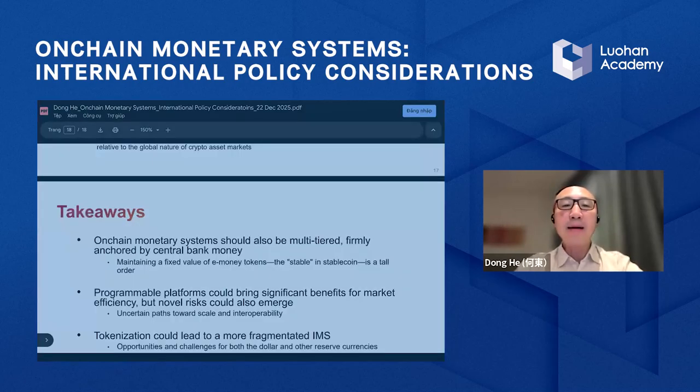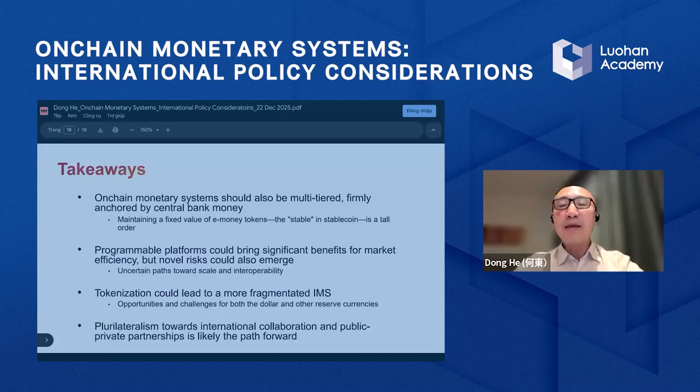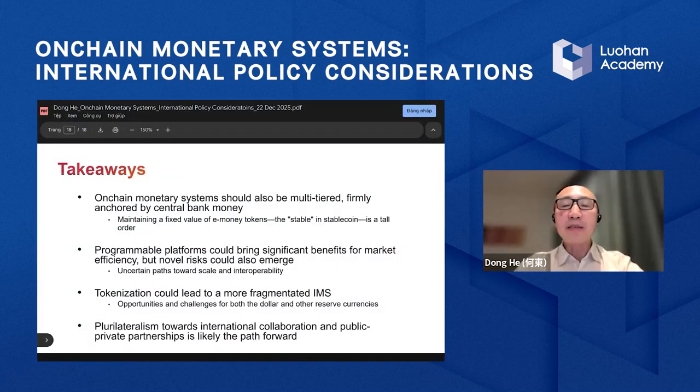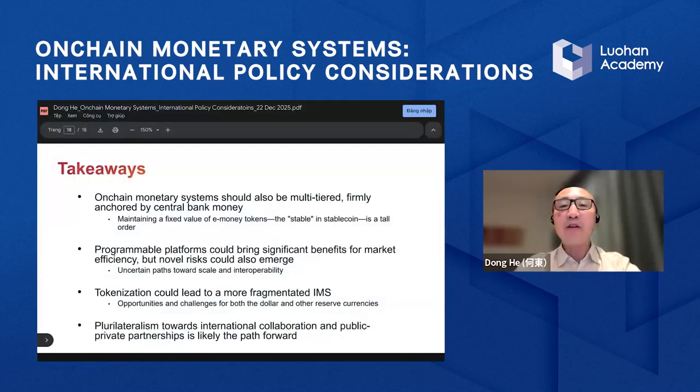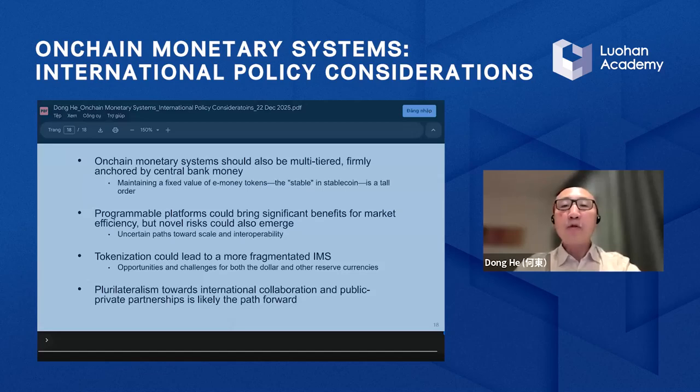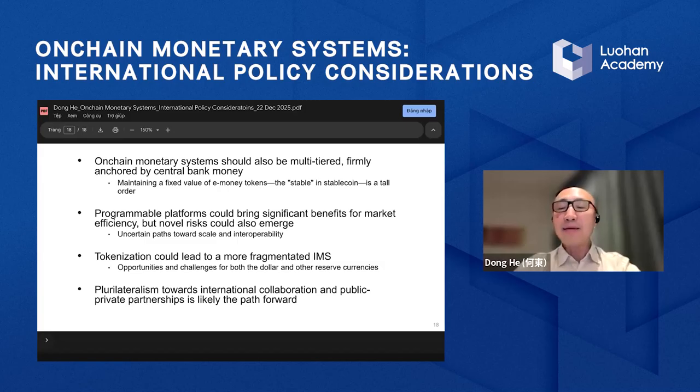of crypto asset markets. So let me conclude with the key messages I want to convey. That is, online monetary systems should be multi-layered, firmly anchored by central bank money. We need to maintain a fixed value of e-money tokens, and the stable part of stablecoin, ensuring that is a tall order. And of course, maybe a 100% reserve requirement in central bank money. That's the most prudent way to proceed. Programmable platforms could bring significant benefits for market efficiency, as many speakers have already pointed out. But there are important risks that could also emerge, and we are still at a very early stage, and the path towards scale and interoperability is very uncertain.